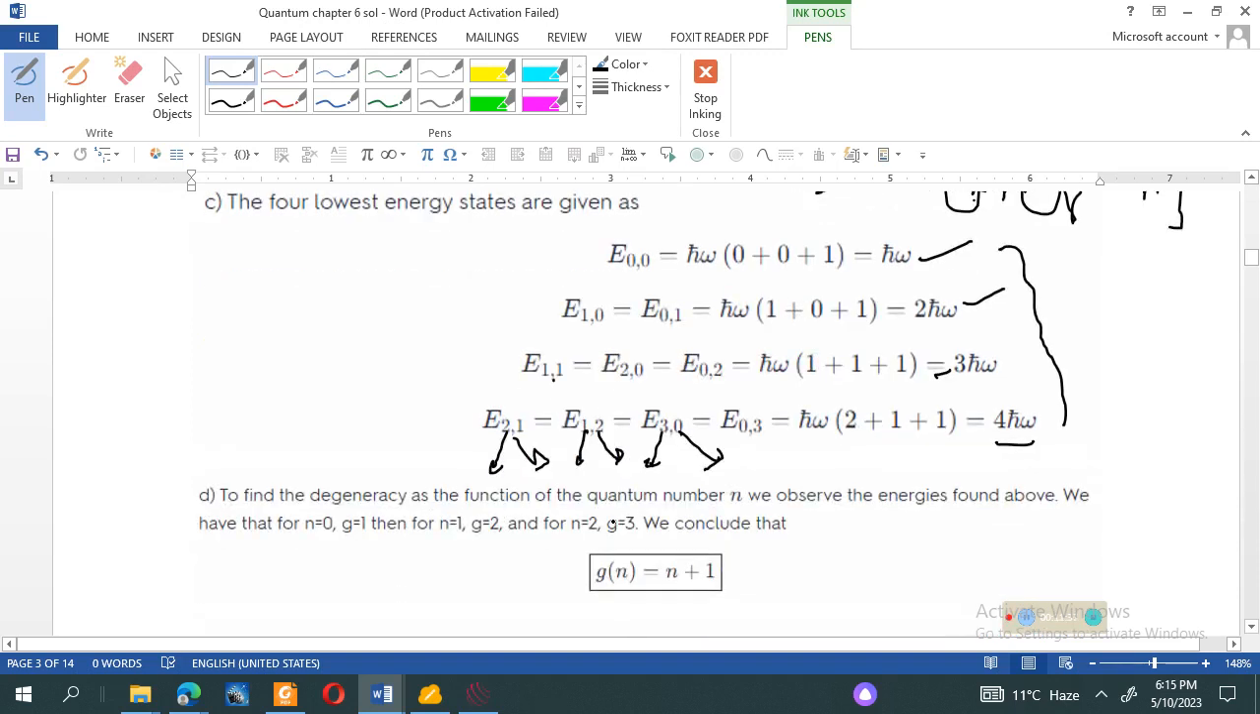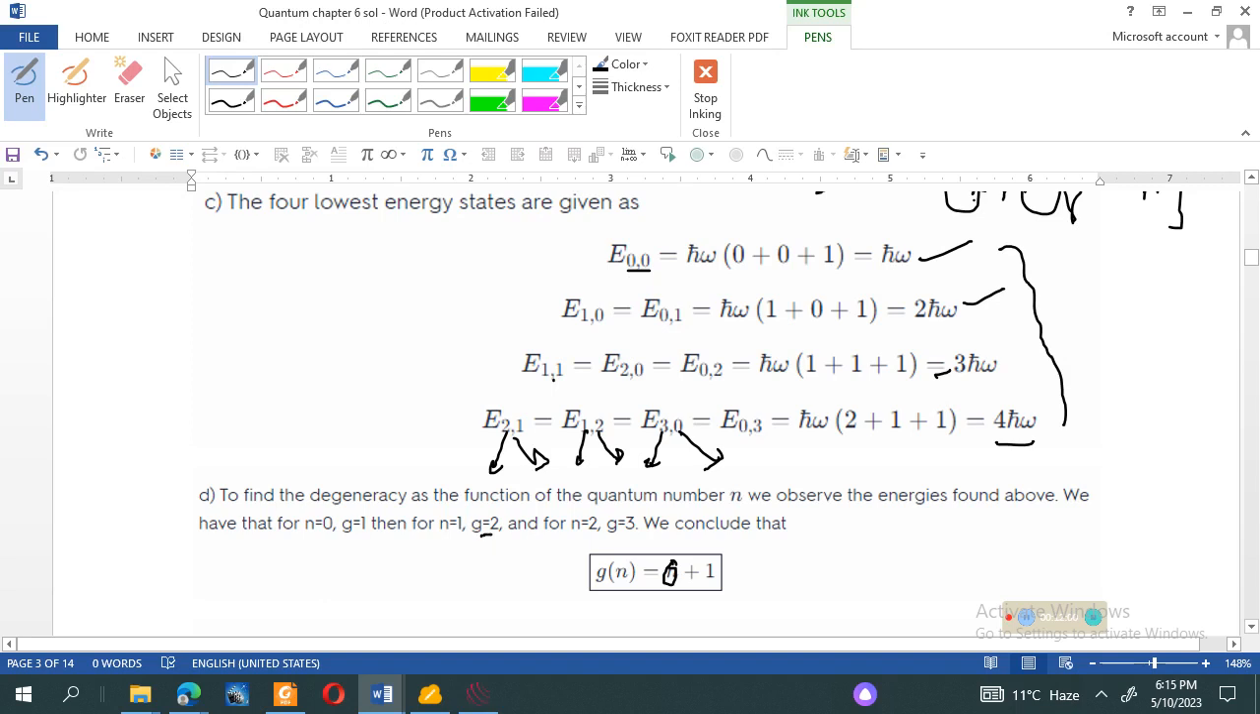And you can see the degeneracy, that is how to find the degeneracy as a function of the quantum number. We have the general expression for degeneracy: gn is equal to n plus 1. So for n equal to 0, g will be equal to 1.